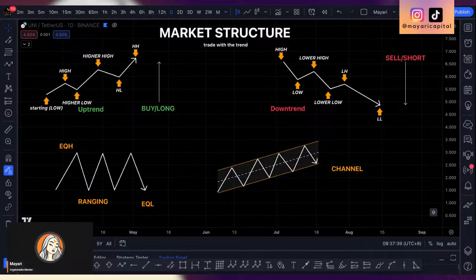There's a deeper understanding with this. This is just the basics, guys, okay? So there's a deeper, more detailed understanding to know if it's a higher high or a lower low.